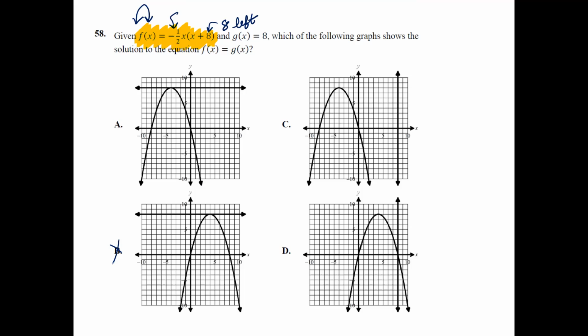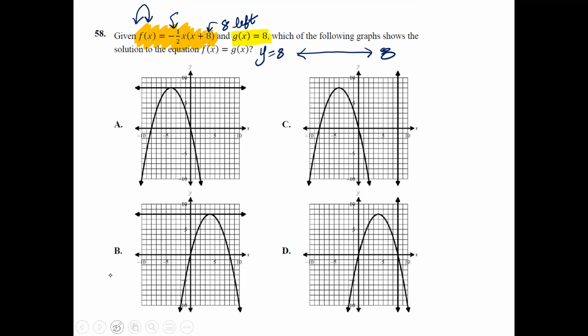Well, actually, all of them kind of look, well, that's okay. We'll go ahead and not do that right here. Also, I noticed that G is equal to 8. So if it's just Y is equal to 8, it's going to be a horizontal line at 8, right?